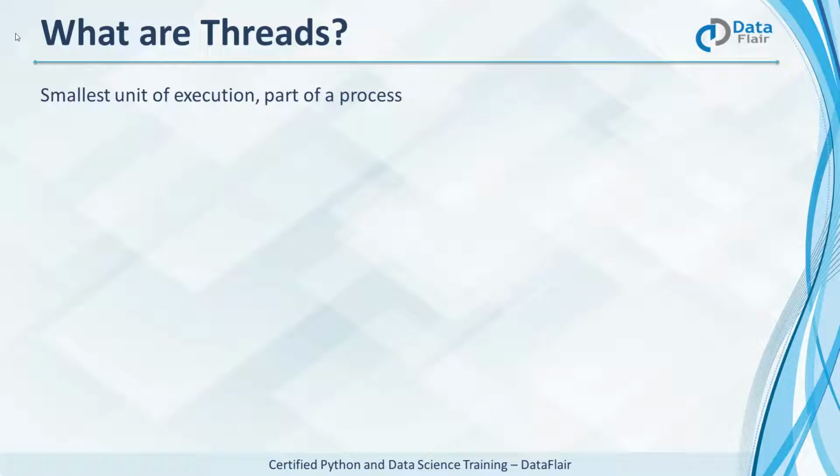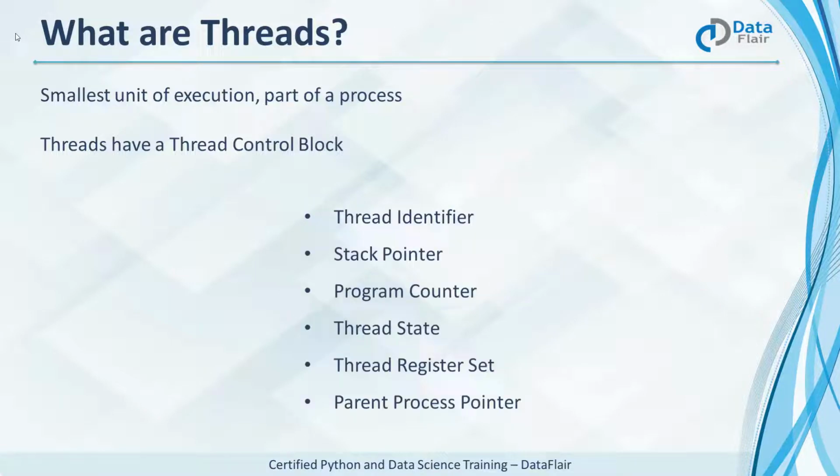A thread is the smallest unit of execution. It is a part of a process and can be scheduled for execution. It can be executed independently of other code. A thread has a thread control block. This has a thread identifier, stack pointer, program counter, thread state, thread register set, and a parent process pointer.